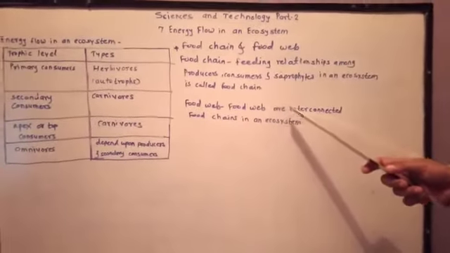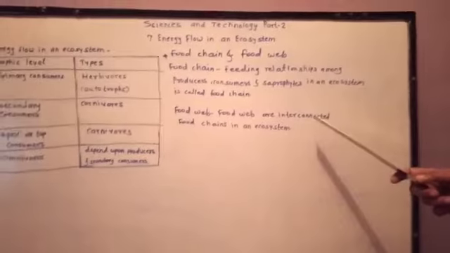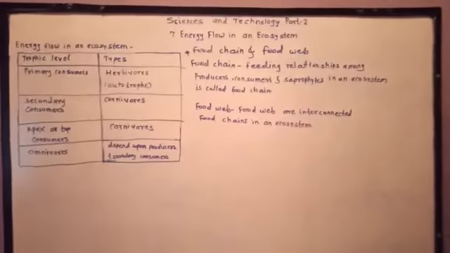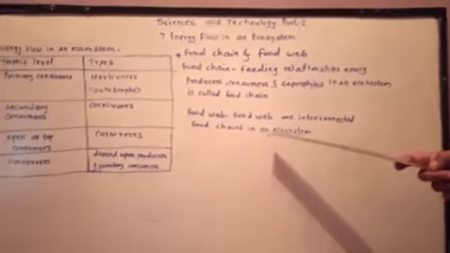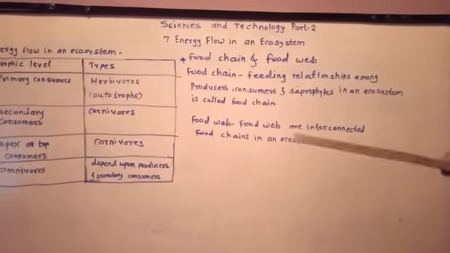Food web: interconnected food chains in an ecosystem.